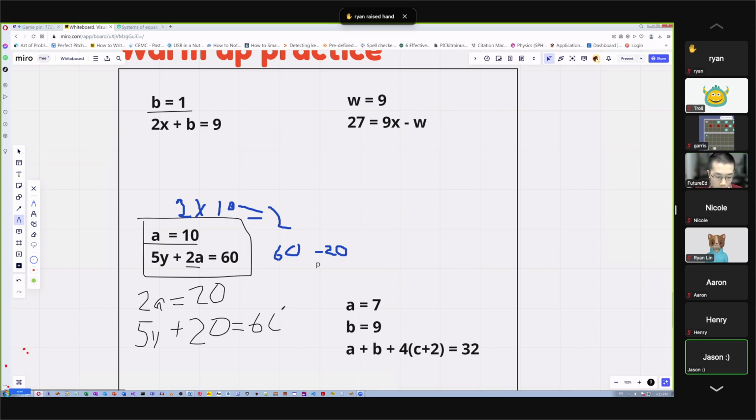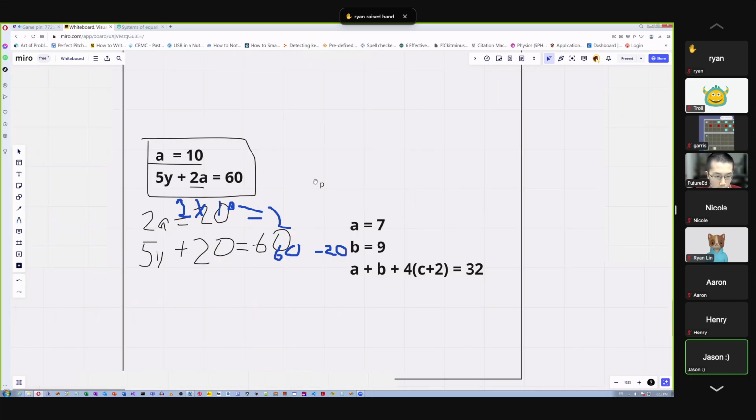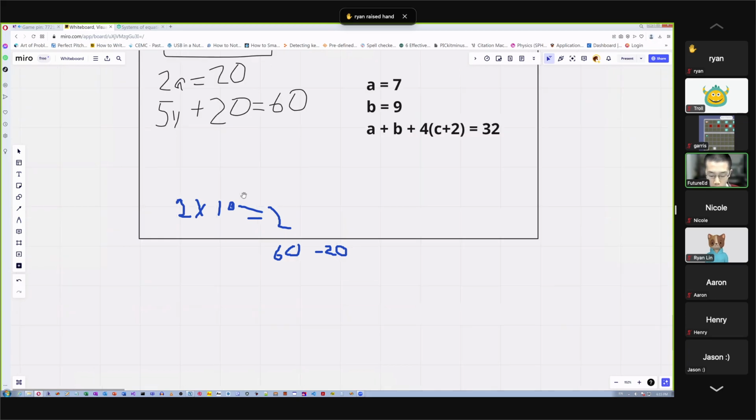Okay, and now you subtract 20 from both sides, right? So if you subtract 20 on both sides, it'd be 40. So we have 5y is equal to 60 minus 20.